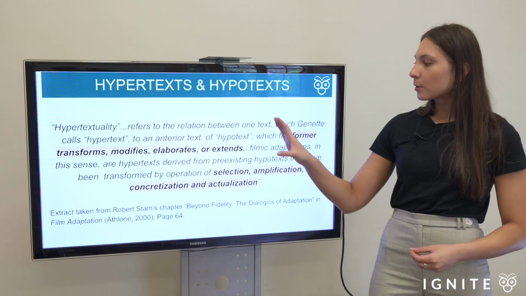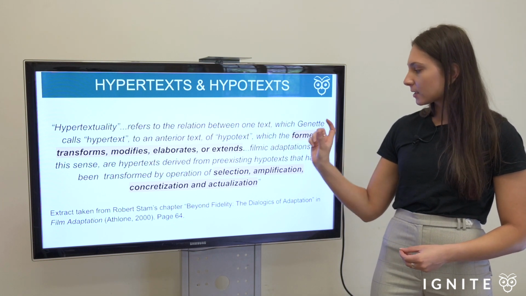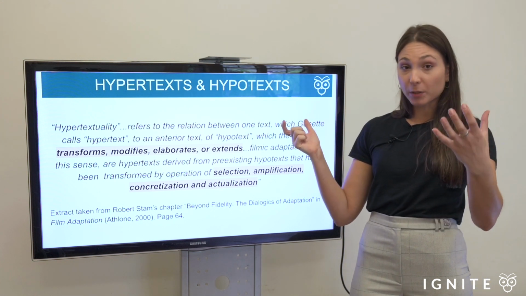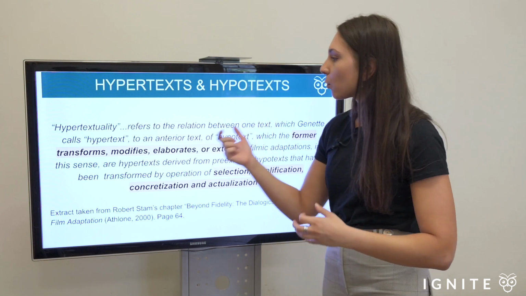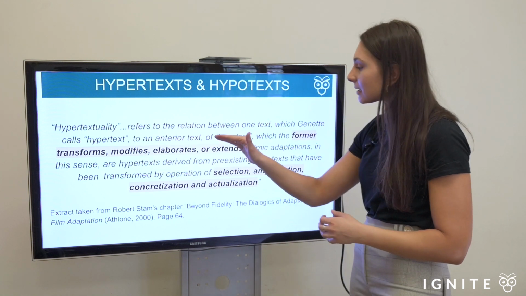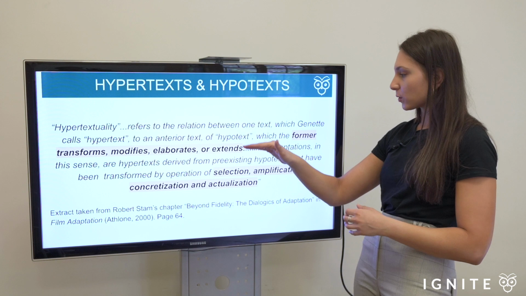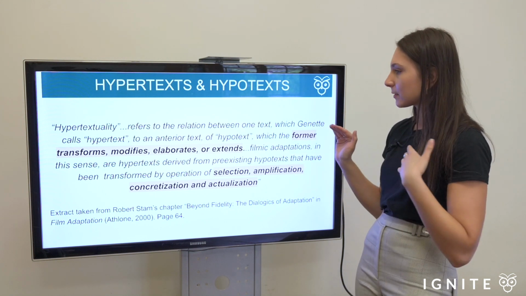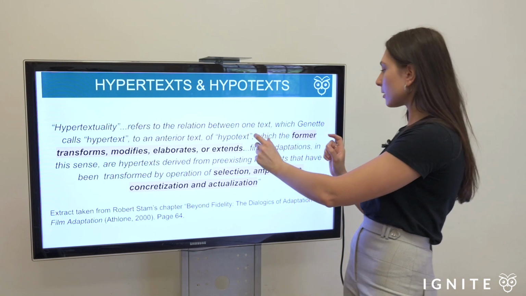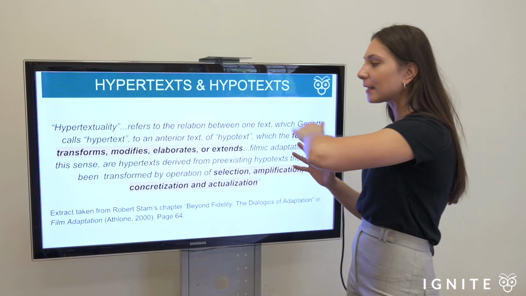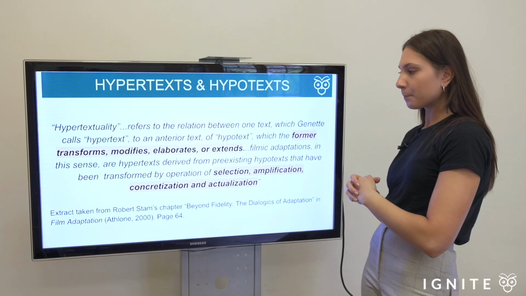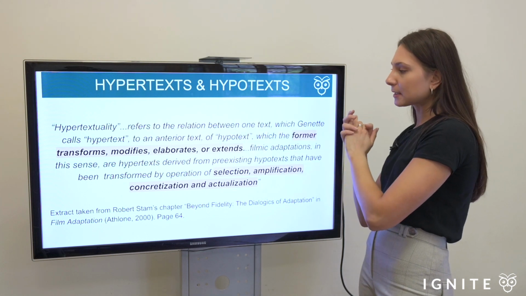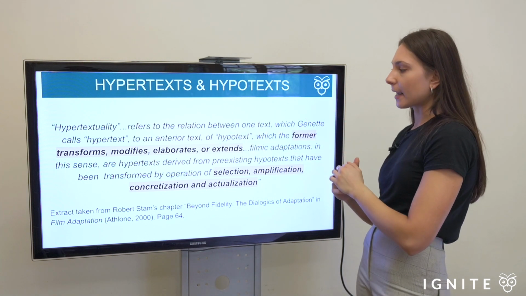So hypertextuality, referring to the relation between one text. Genette is a theorist on intertextuality who was writing around the same time as Roland Barthes, who I mentioned earlier. He calls the hypertext to an anterior text, or hypotext, which the former transforms, modifies, elaborates, or extends. So this highlighted part here is referring to the hypertext, the later text in the pair that you're studying, which has the power to transform, modify, elaborate, or extend what you've taken away in your previous text.